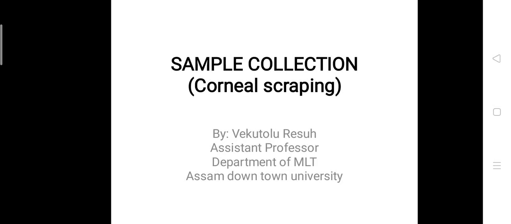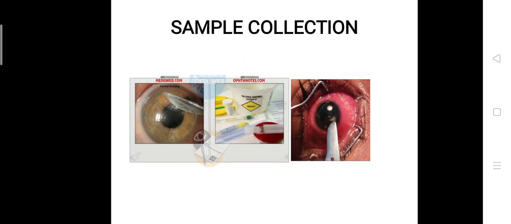Today I'll be talking on the sample collection for the corneal scraping. To begin the collection, we'll be requiring some materials such as 21 gauge needles or Kimura scalpel, then 2 glass slides, then the blood agar plate, then the Sabouraud glucose agar plate, then the BHI, then CMB, thioglycolate broth, and the nutrient agar plate.